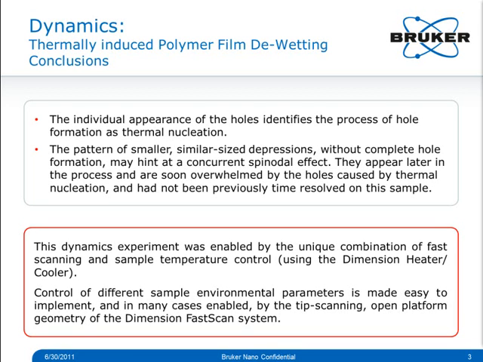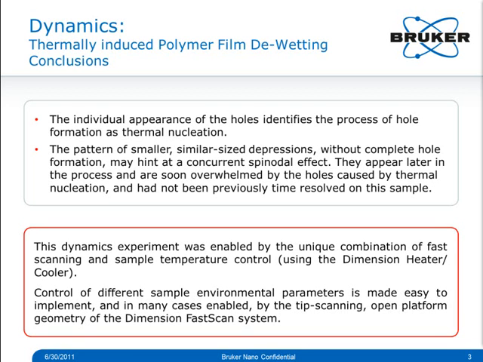From a product point of view, the dynamics experiment was enabled by the unique combination of fast scanning and sample temperature control, using the Dimension Heater Cooler. Control of different sample environmental parameters is made easy to implement and in many cases enabled by the tip scanning open platform geometry of the Dimension FastScan system. Let's look at this in a little more detail.